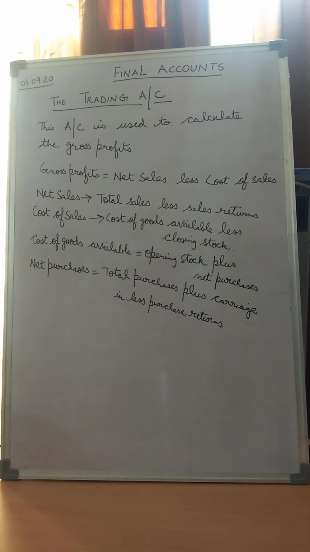And when we talk of net purchases, children, it is equal to total purchases plus carriage in less purchase return. The other name of purchase return is returns outward. So at times, children, in the question, it may be written as return inward and return outward. Do not get confused. Return inward is sales return and return outward is purchase return.